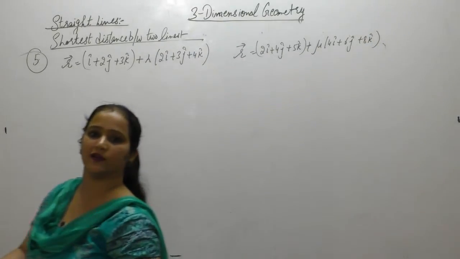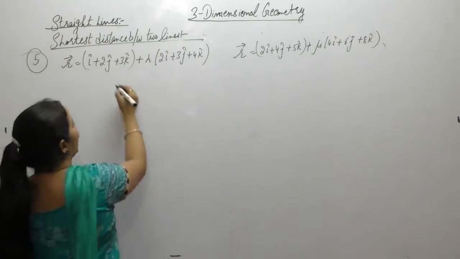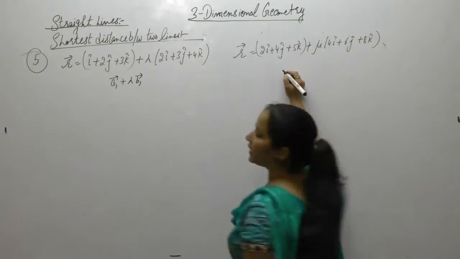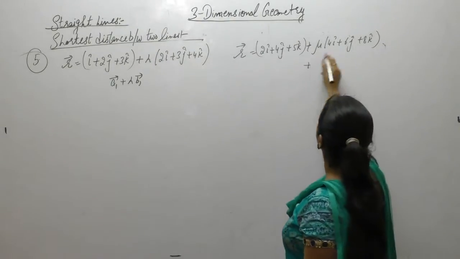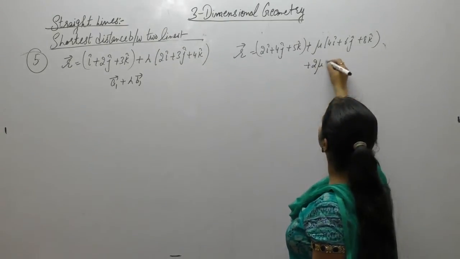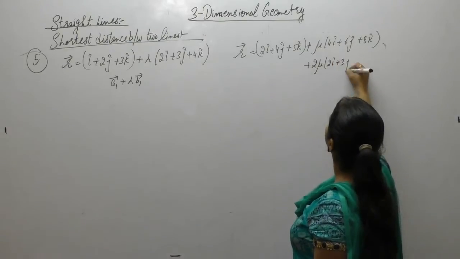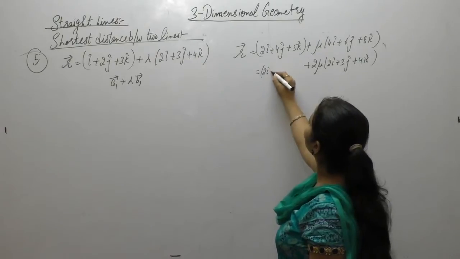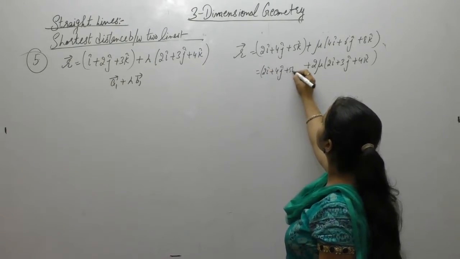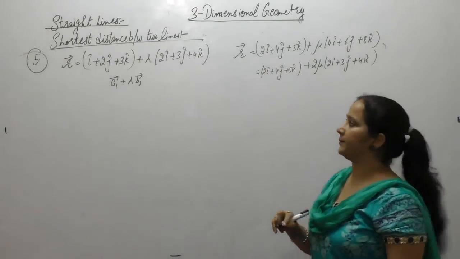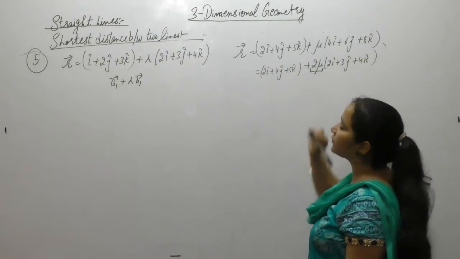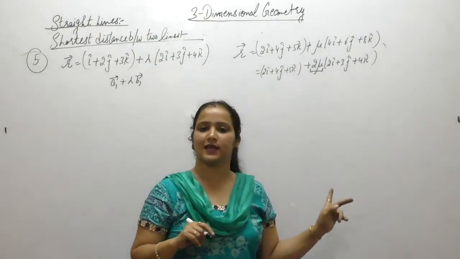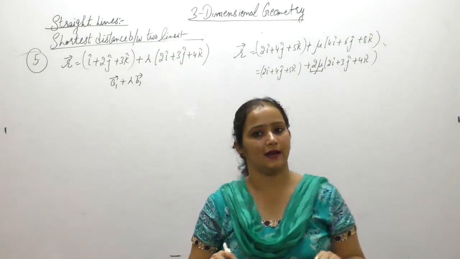Now these are the given equations of the form r vector is equal to a1 vector plus lambda b1, a2 vector plus mu b2. From here, if we take 2 common, we get 2i plus 3j plus 4k. Two lines are parallel if their b vector is the same. Now the only difference is in the constant term. If all other coefficients are the same, then these two lines are parallel.